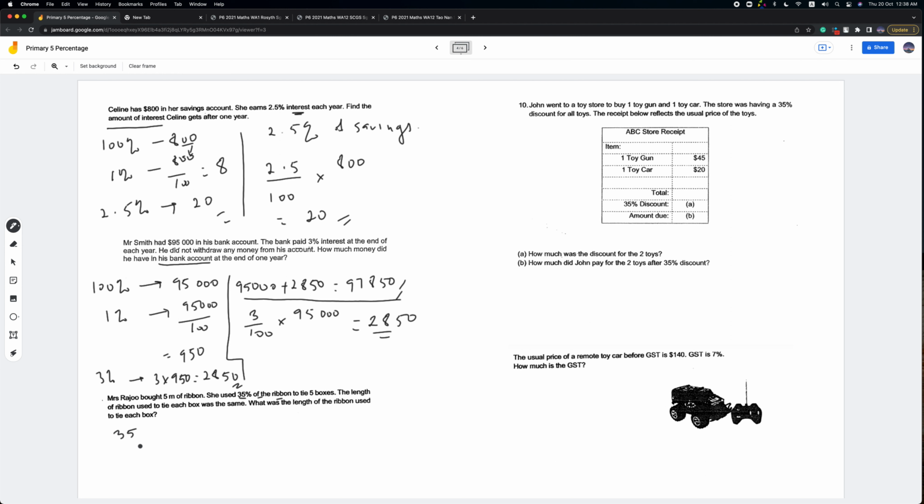So from English, 35%. We change the percentage to fraction first. Of is simply multiply by the ribbon, which is 5. So 35 divided by 100 times 5, that gives us 1.75. And remember, this is for 5 boxes. We want for each box. So 1.75 divided by 5. Divided by 5 gives us 0.35 meters. That's the answer.